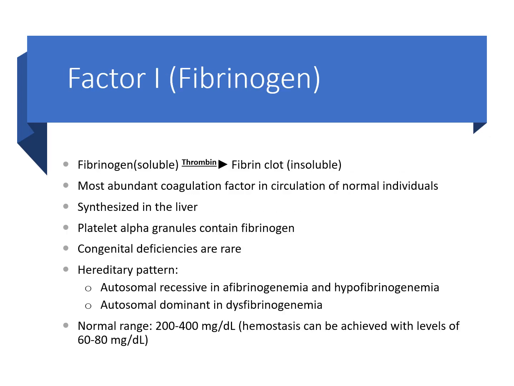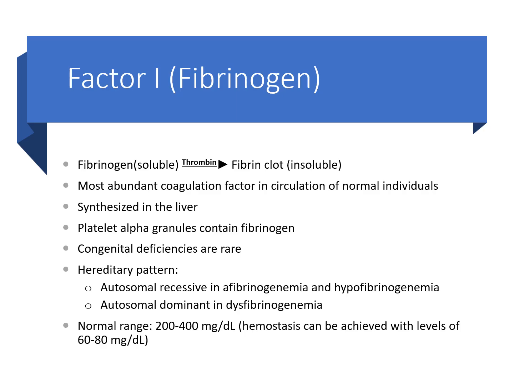I promised you we would speak more in depth or more thoroughly about our factors, so let's begin. Factor 1, also known as fibrinogen, is soluble in its zymogen form. Once thrombin has acted upon it, the fibrin clot becomes insoluble with the help of factor 13. It is the most abundant coagulation factor in the circulation of normal adults. It is synthesized in the liver, and it's contained in the platelet alpha granules. So think about that. It's not only in the coag cascade, it's also inside the platelets.